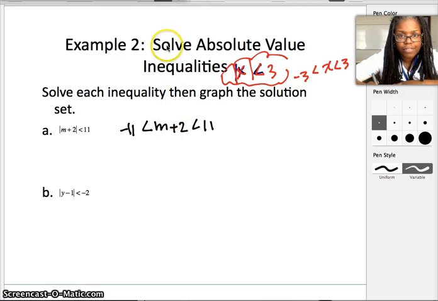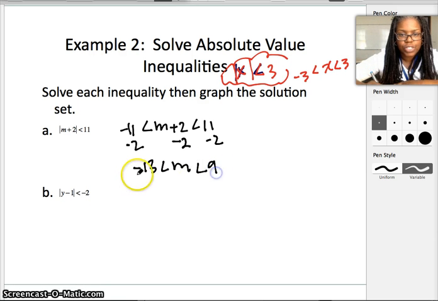So let me make sure I have what I need. I'm going to get rid of this plus 2 by subtracting 2 on each portion of my compound inequality. And I end up with negative 13 is less than m, which is less than 9. So my answer, m, has to be between negative 13 and 9.